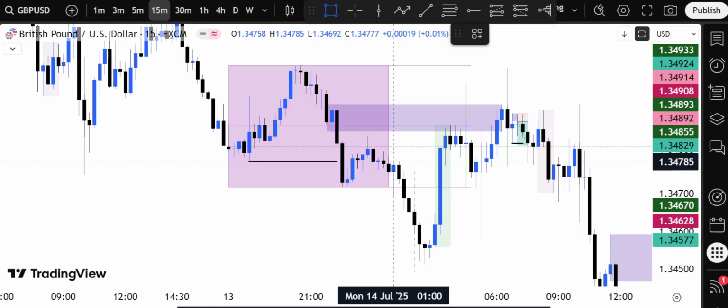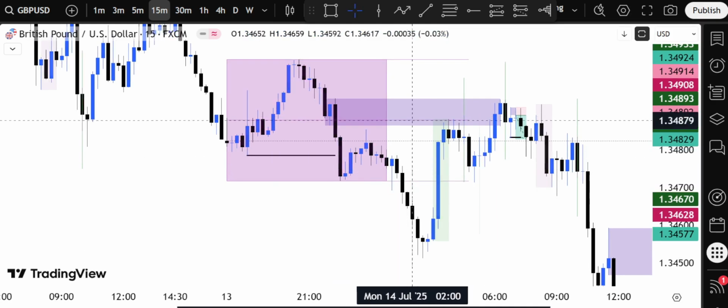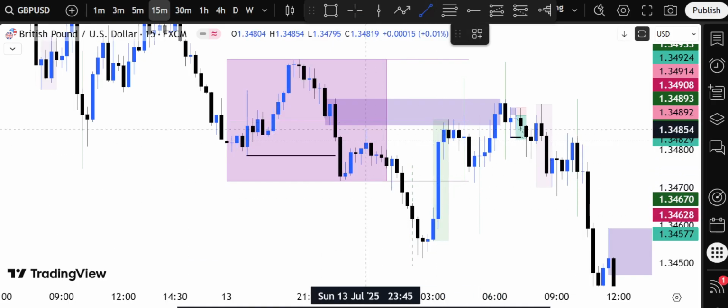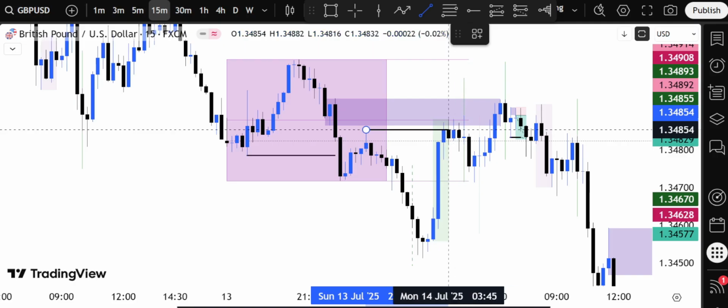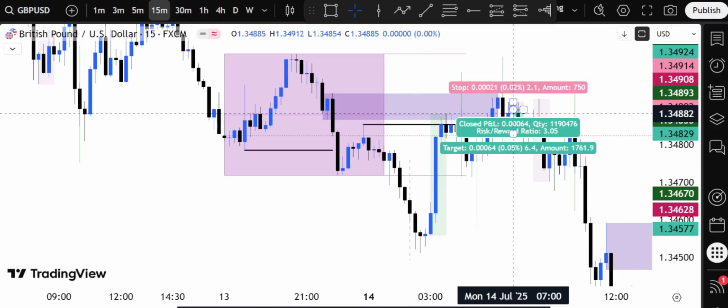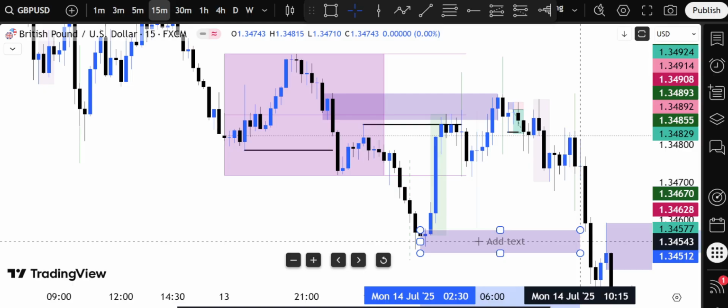You could say there was supply over here too, except that this supply was broken with an impulsive move at London open. So this swing high was not really broken, as you can see here. So this demand was not valid until here. After London close, demand was violated.